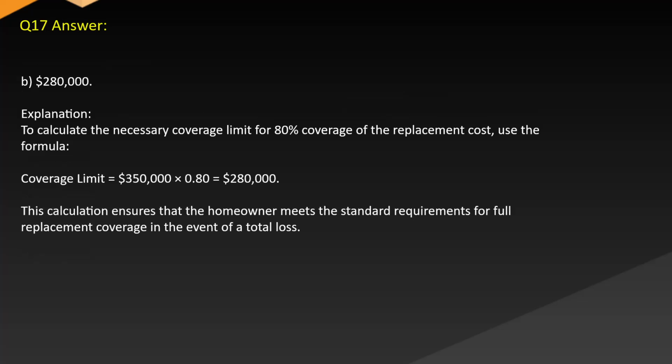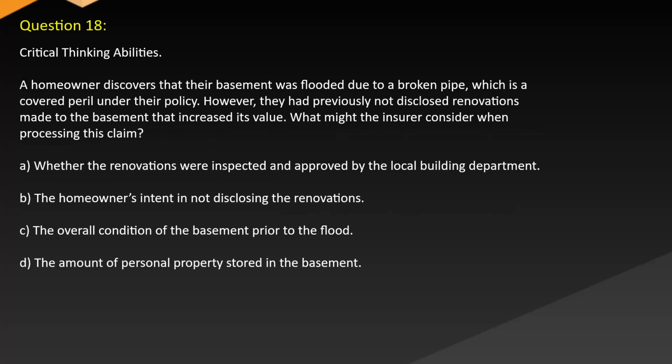Answer. B. $280,000. Explanation. To calculate the necessary coverage limit for 80% coverage of the replacement cost, use the formula: coverage equals $350,000 x 0.8 equals $280,000. This calculation ensures that the homeowner meets the standard requirements for full replacement coverage in the event of a total loss.